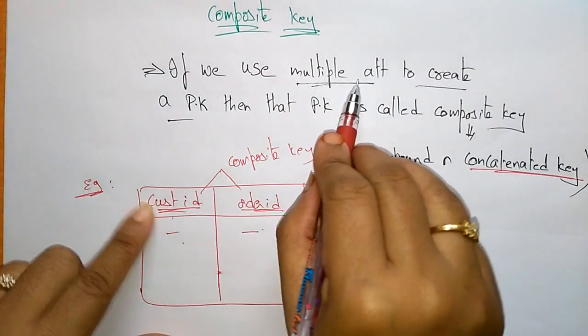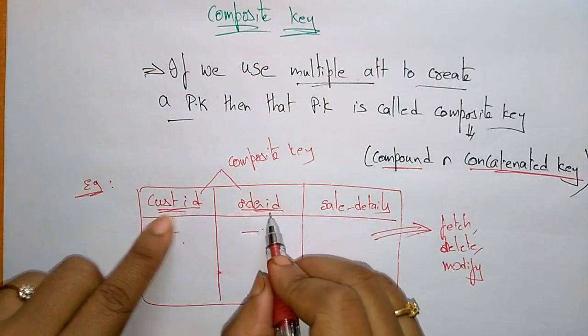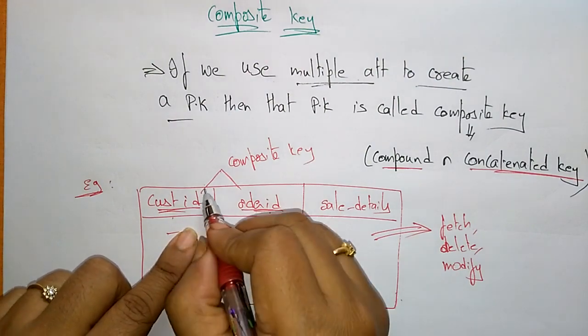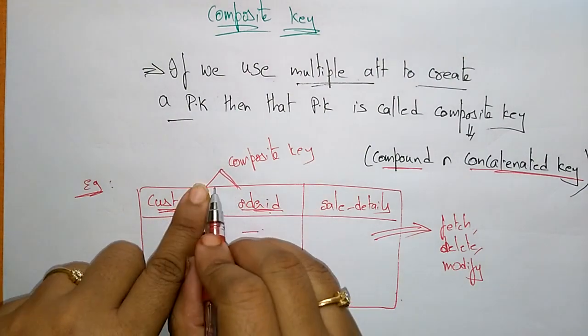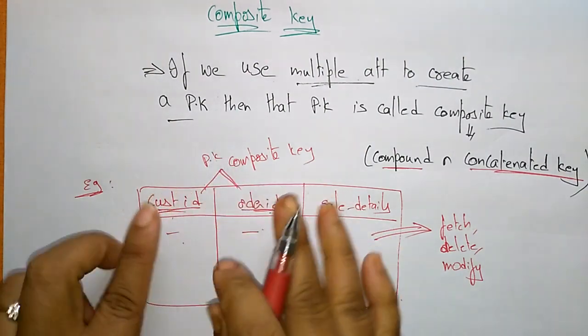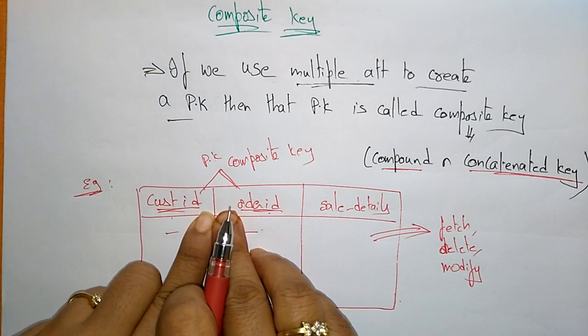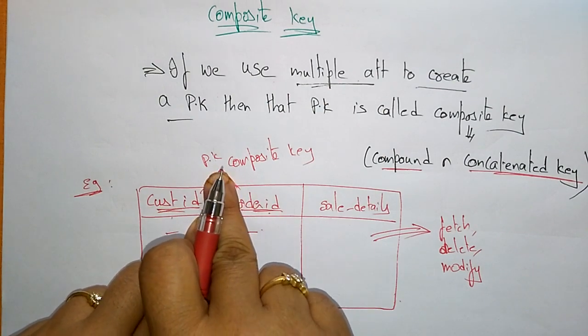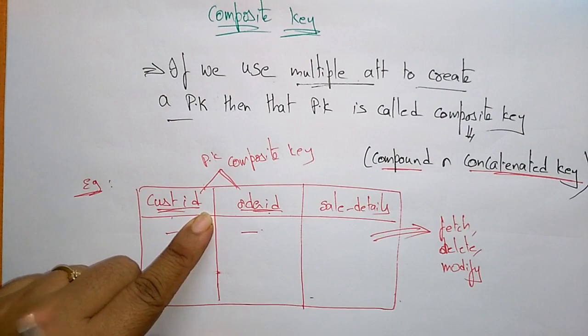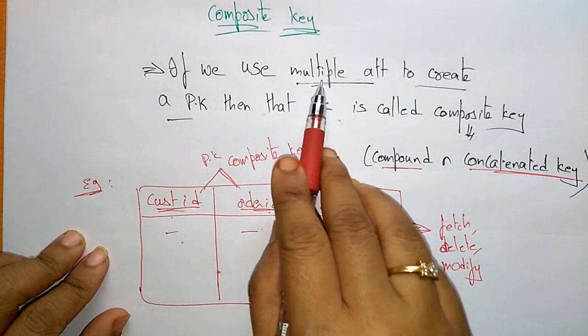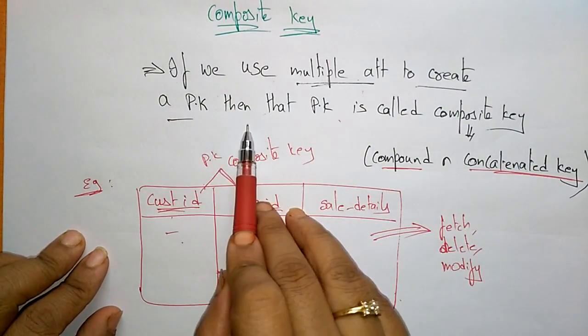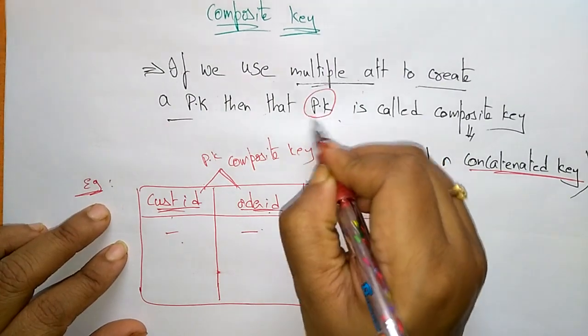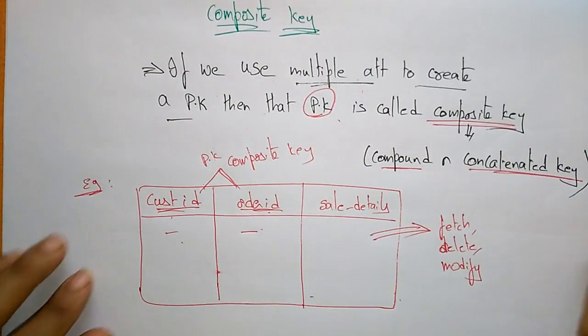So if we use multiple attributes, that is a customer ID and order ID, to create a primary key, these two become a primary key. Means if you concatenate these two and make it as one attribute, that you call it as a composite key. Here it's saying, if you use multiple attributes to create a primary key, then that primary key you call it as a composite key.